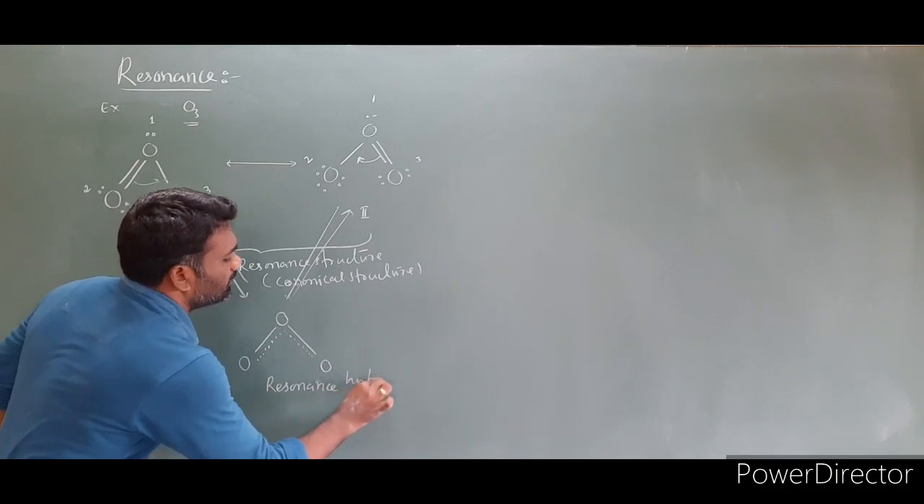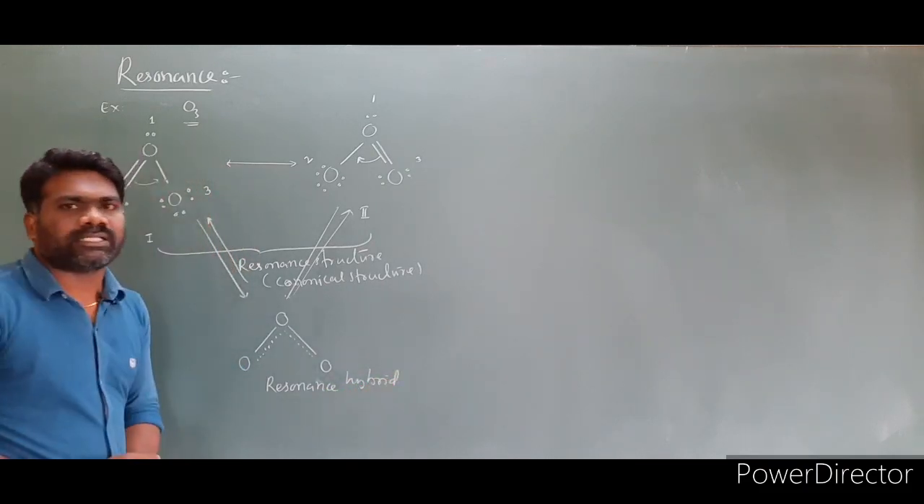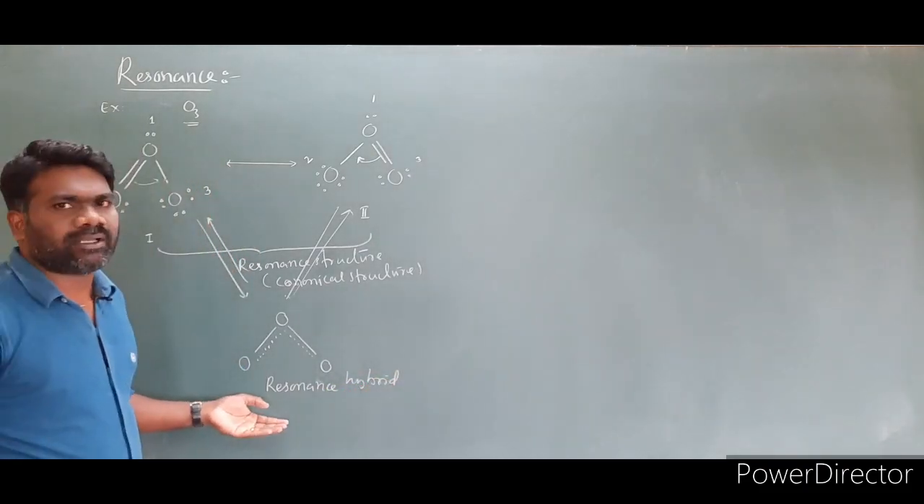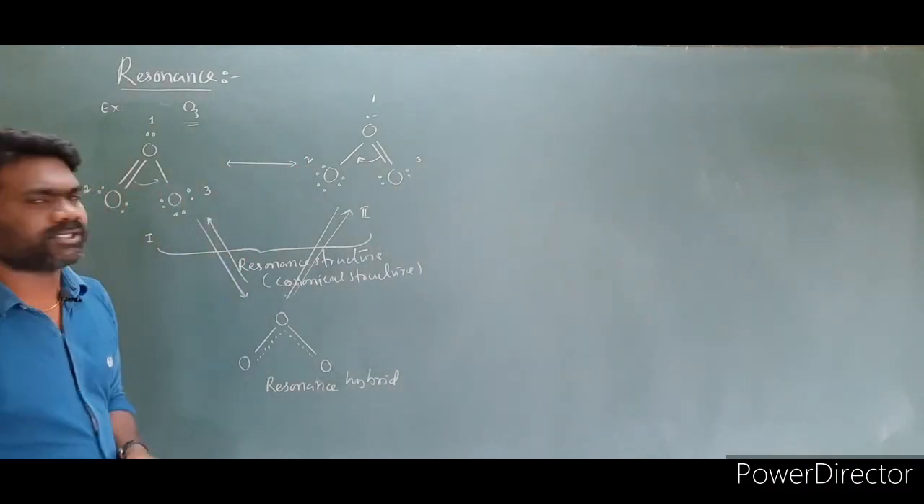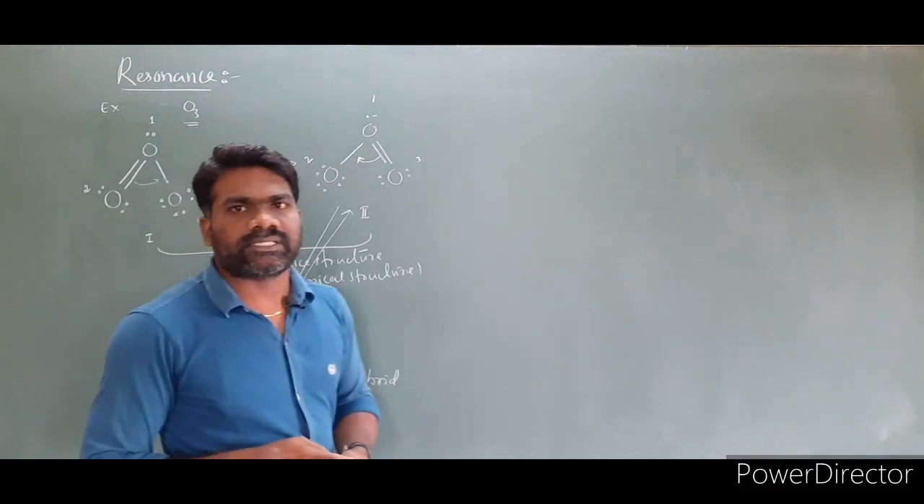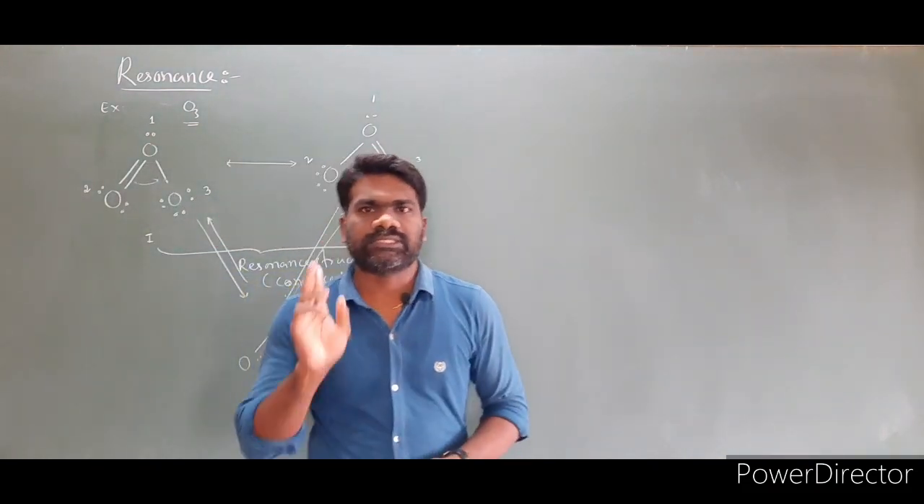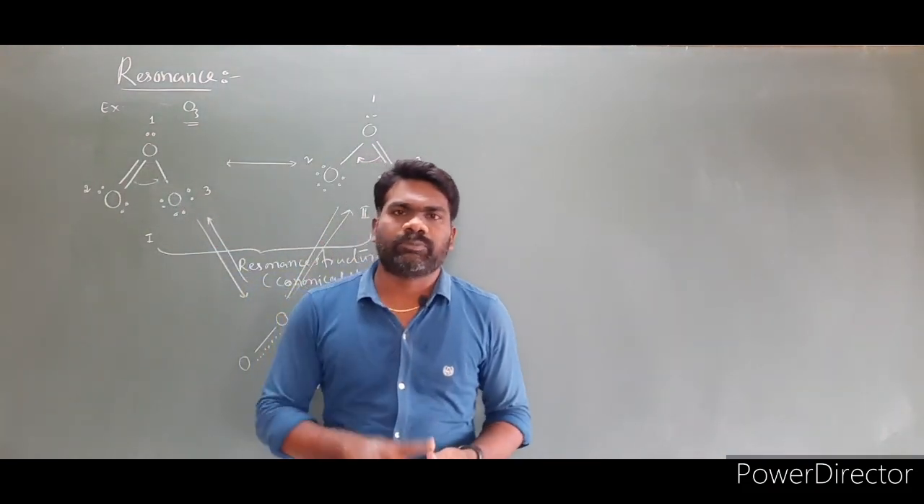This structure is called a resonance hybrid. The resonance hybrid always has less energy when compared to any of the resonance structures or canonical structures. This is resonance. What are the points we understand from here? So what is point number 1?